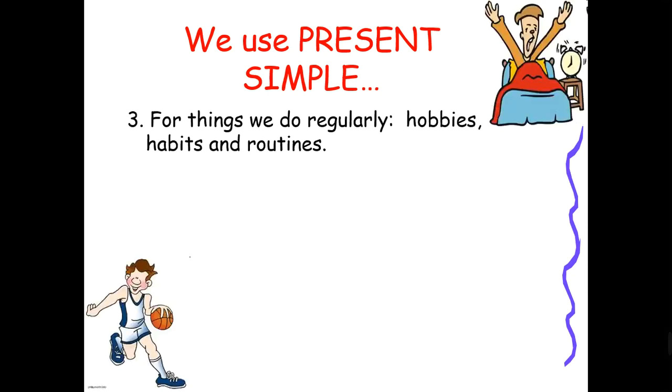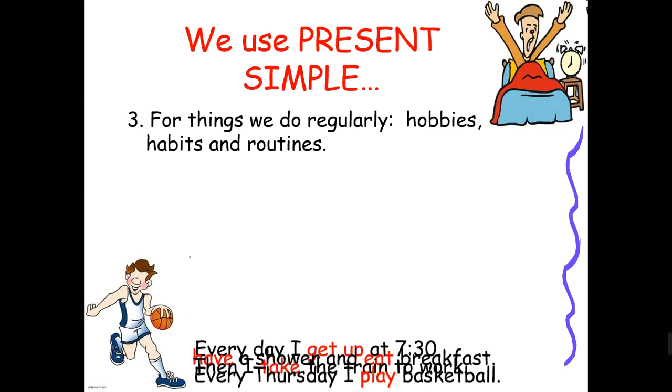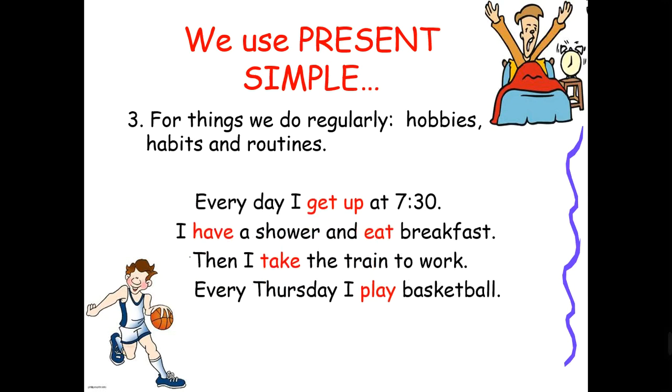The third usage is for things we do regularly, like hobbies, habits, and routines. Now, can you tell me some more examples about this? Look at the pictures and try to guess. Very good. Every day I get up at 7:30. I have a shower and eat breakfast. Then I take the train to work. Every Thursday I play basketball. All these examples are things that you do regularly, repeatedly, things that you do as hobbies or habits. So use the present simple to express them, and things that are regularly done, we call them routines.